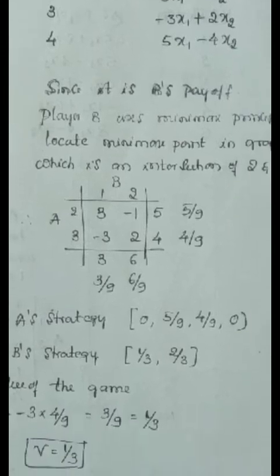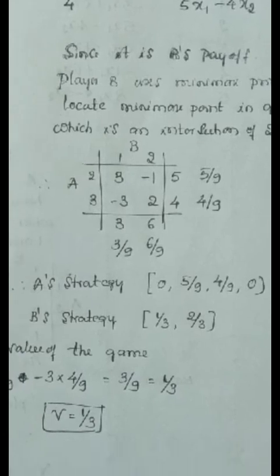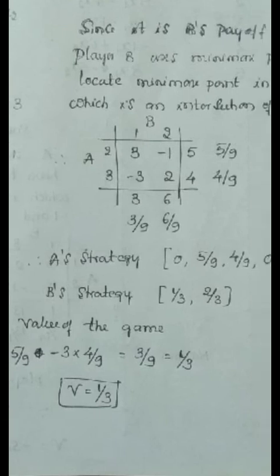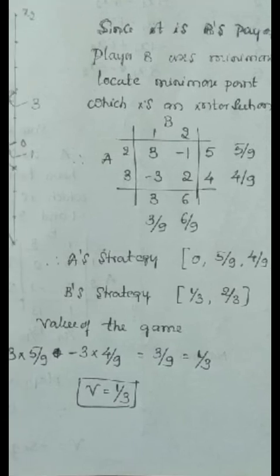Okay. Now we should write which is the best strategy. For A, first strategy is 0. Second strategy 5 by 9. Third strategy 4 by 9. Fourth strategy 0. B is having only two strategies, 1 by 3 and 2 by 3. Okay, value of the game. Let us find what is the value of the game. Value of the game is 3 into 5 by 9 minus 3 into 4 by 9.